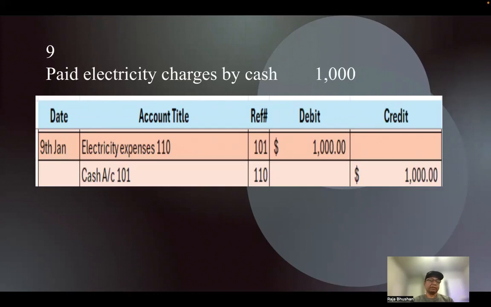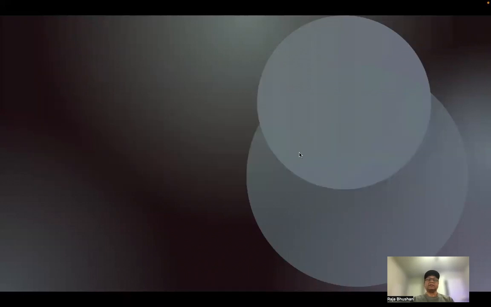Just when you are recording it in a T account or a ledger account, we will immediately recognize that expenses of 110 is paid through cash. So in cash account, 110 is recorded reflecting electricity expenses account number. And in electricity expenses account, 101 is recorded to indicate that electricity charges have been paid in cash. So that is how the journal entries are recorded.